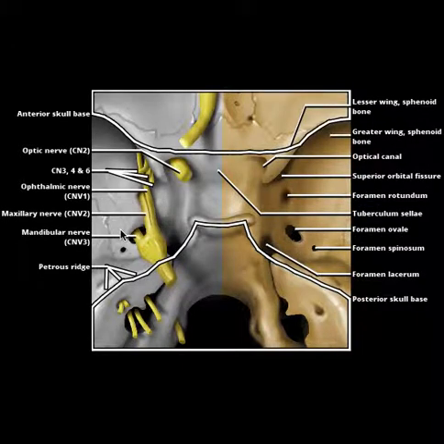So you can see we're going to focus on the left side more, but you can see on the right this is the foramen ovale, how it looks without the mandibular nerve. And let's also look on the left side.